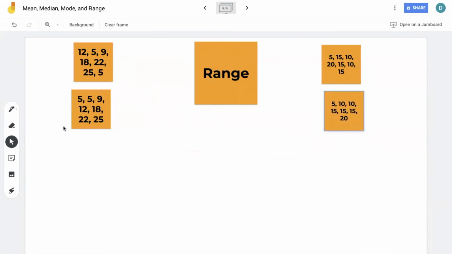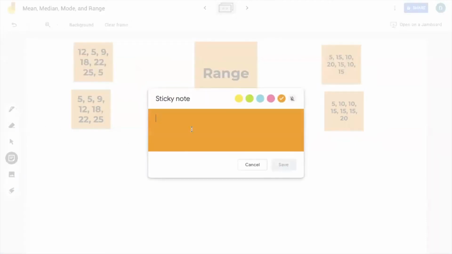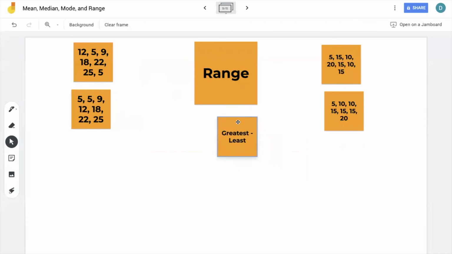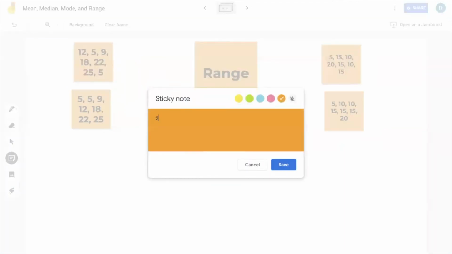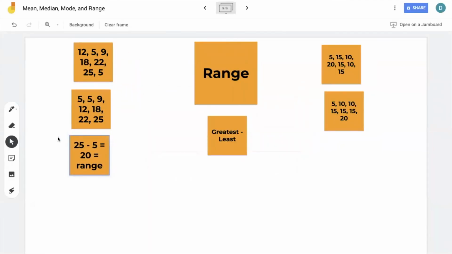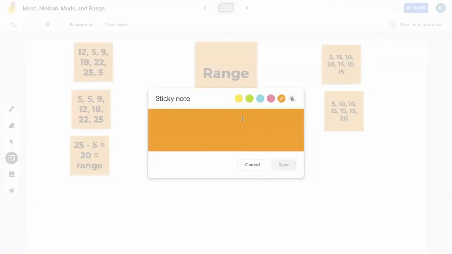So the range is the greatest minus the smallest. That's really all it is. So if we do that in the first one here, 25 minus 5 is 20. And that is our range. And then the second one, 20 minus 5 equals 15. And that is also our range.